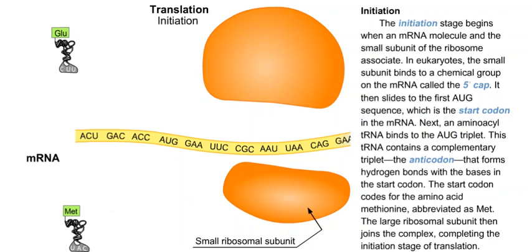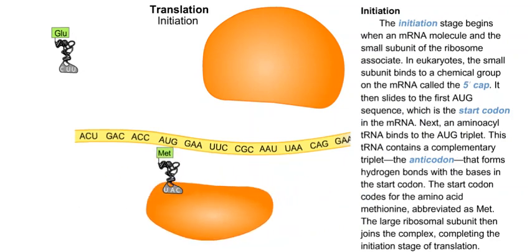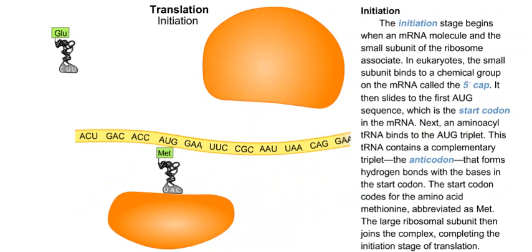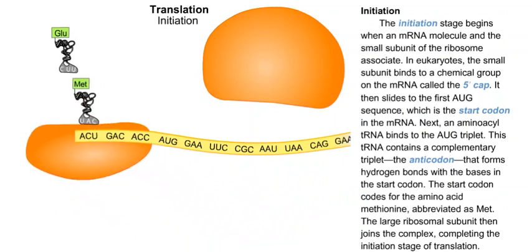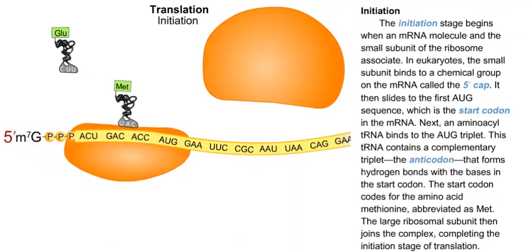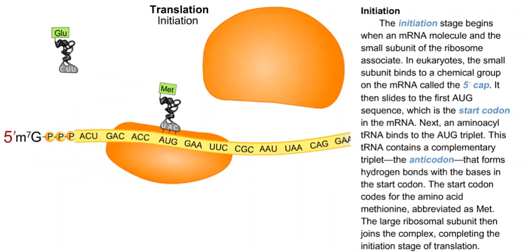The initiation stage begins when an mRNA molecule and the small subunit of the ribosome associate. In eukaryotes, the small subunit binds to a chemical group on the mRNA called the 5' cap. It then slides to the first AUG sequence, which is the start codon in the mRNA.